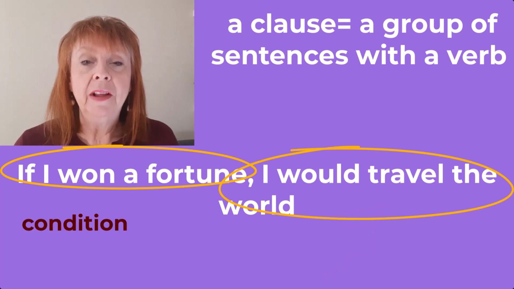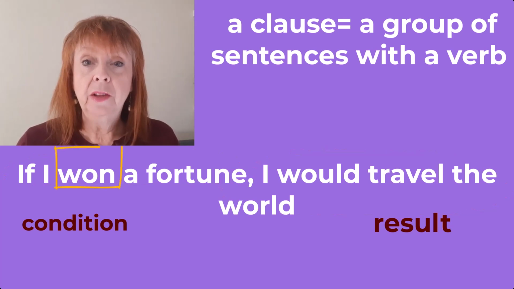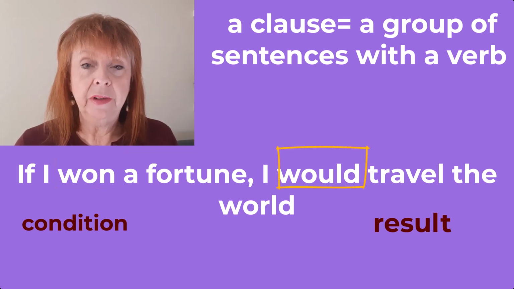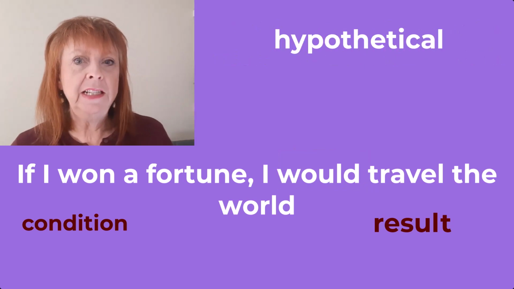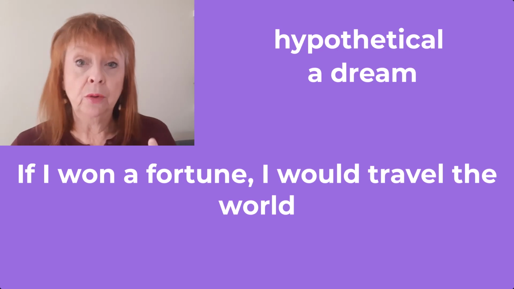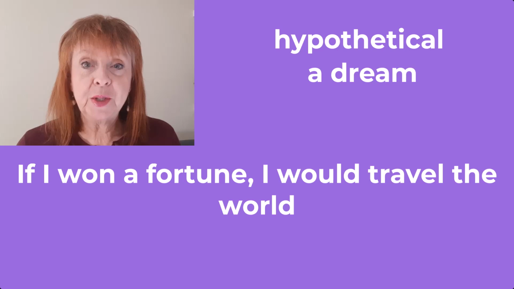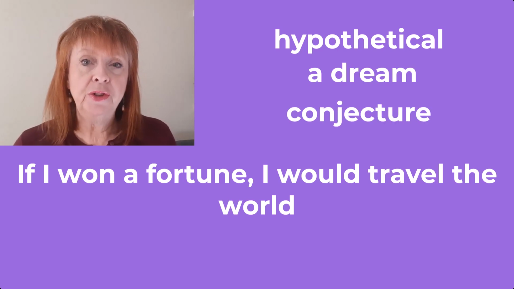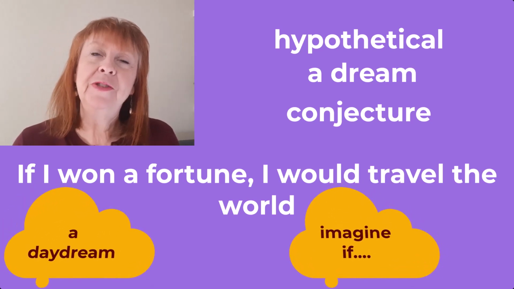Can you see? The if clause uses the past simple form. The result clause uses would and a basic infinitive. So we call this construction hypothetical. It's an idea or a dream or a hope, but generally there is no reason to expect that it will happen. Another word for it is conjecture, or you might even call it daydreaming.